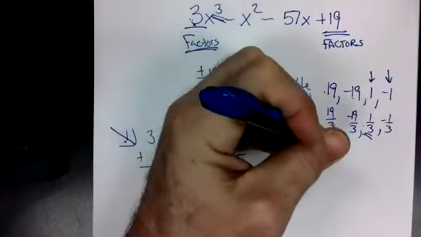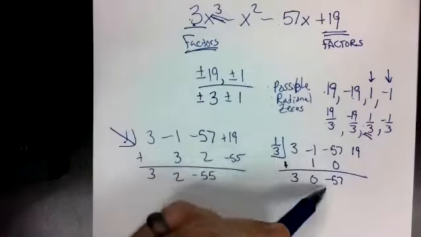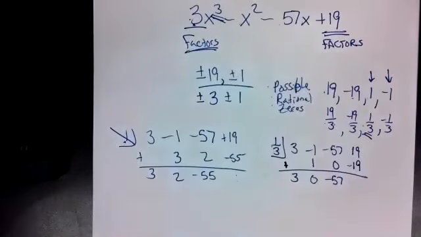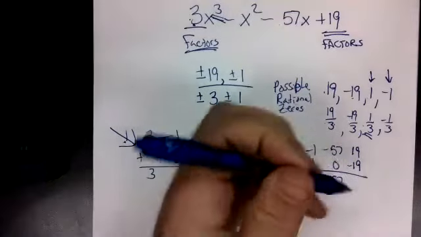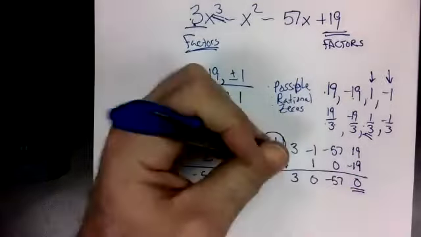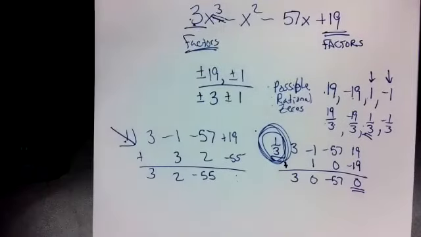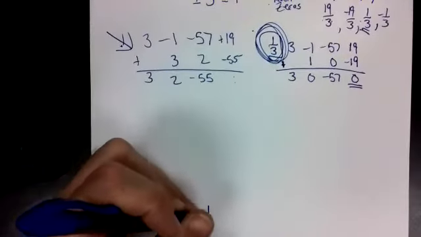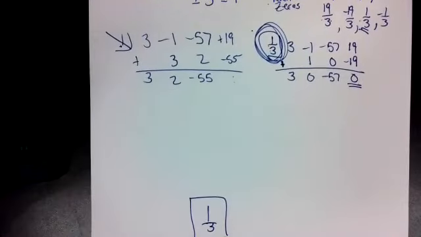So again, if I add and then I multiply, so 1/3 of 3 is 1. Add, I get 0. 1/3 of 0 is 0. Add. 1/3 of -57 is -19. 19 minus 19 is 0. So 1/3 is a 0. So I know I'm looking for 3 zeros. I found one. So one of my zeros is going to be 1/3.